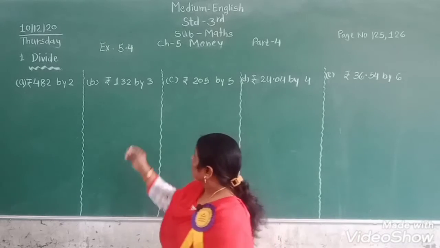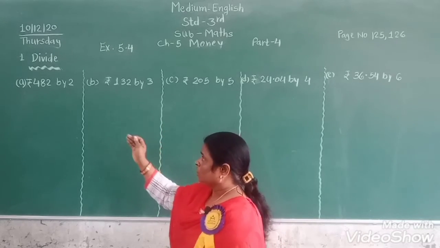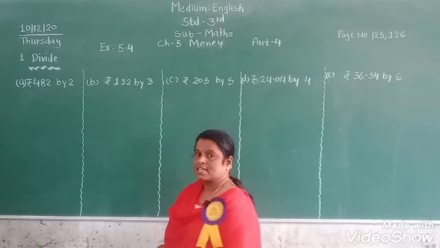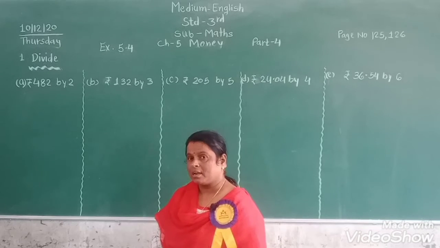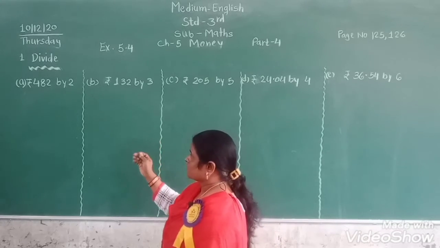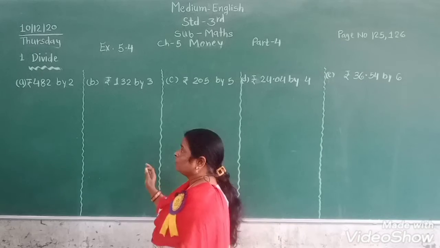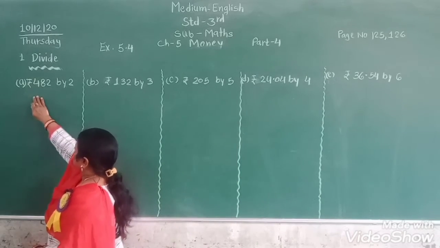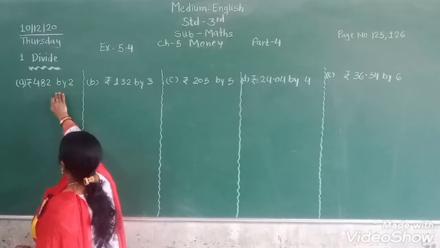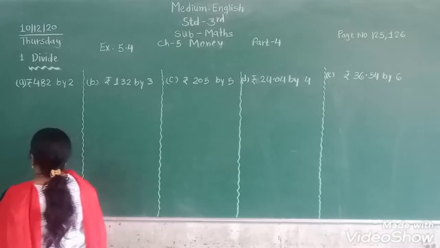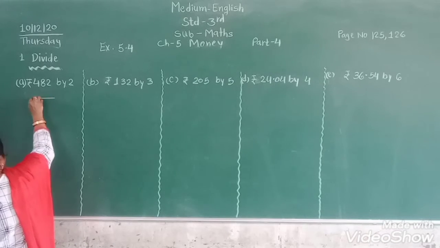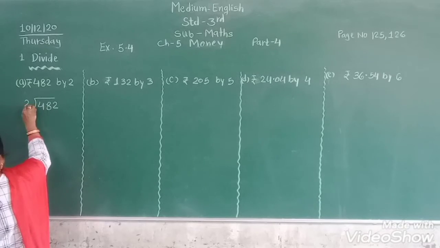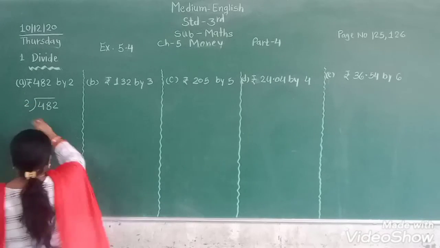Next exercise 5.4. Question 1, divide. In the previous exercise we did multiplication, and in this exercise we will do division of money. So first sum given, rupees 482 by 2. So we write down the number, 482 divided by 2.